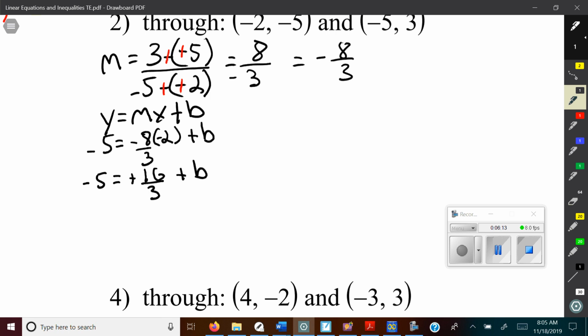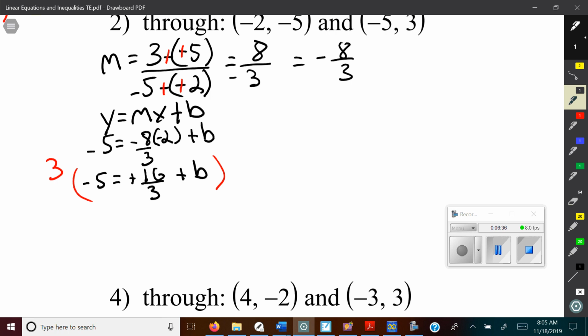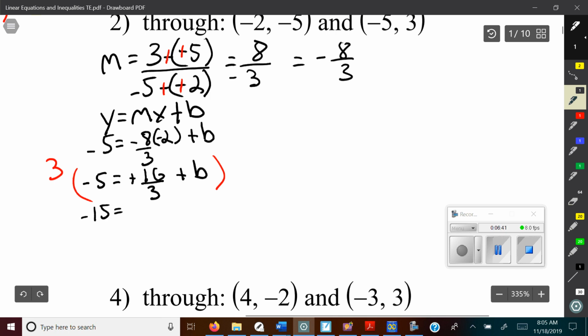Okay, there's two ways to do this. You could just subtract the 16/3 from the -5 and get your answer. Type it in the calculator, however you want to do it. Another way to do it is to eliminate the denominator, which is 3, by multiplying by 3 here. If I multiply every term in the equation by 3, that'll eliminate the denominator there. So 3 times -5 is -15. 3 times 16/3 is going to get me just 16. And 3 times b would be 3b.